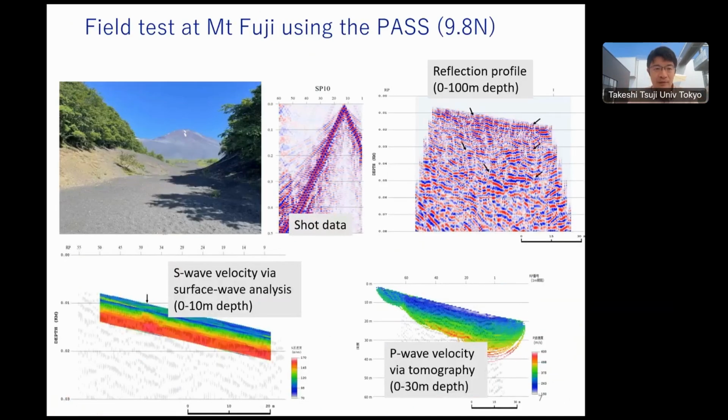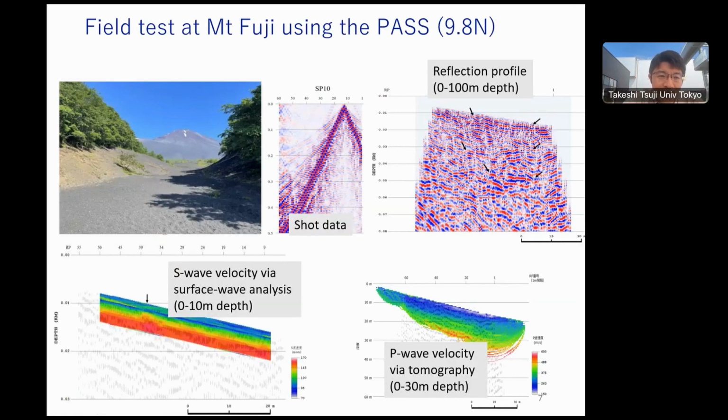So we have a tool and we have a concept. We conducted a field test at Mt Fuji. This is a scoria-based geological formation. Sorry, I forgot to put in the picture of the seismic source, but we used a similar type of seismic source in this field, and we used the seismometer, and we obtained this kind of result.